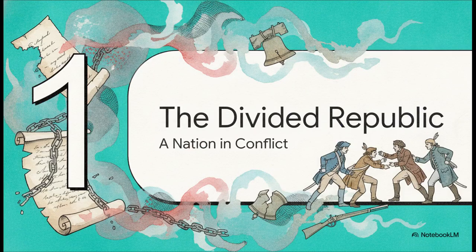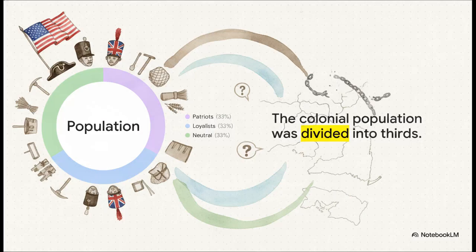All right, Section 1. The divided republic, a nation in conflict. So, for a really long time, the overarching historical claim about the American Revolution has basically been that it was a completely united fight for liberty. But the evidence? Well, it paints a very different picture. Now, what's really interesting about this is how explicitly the claim of unity crashes into the actual data.